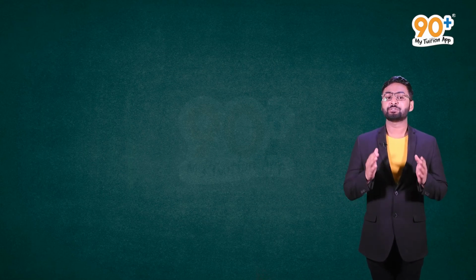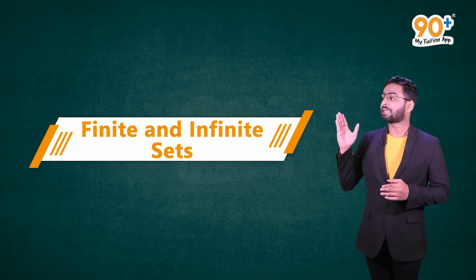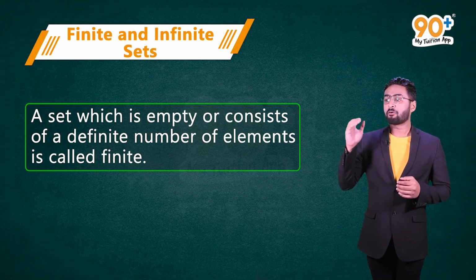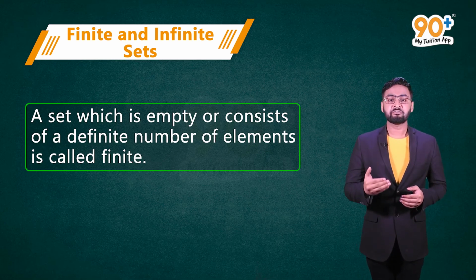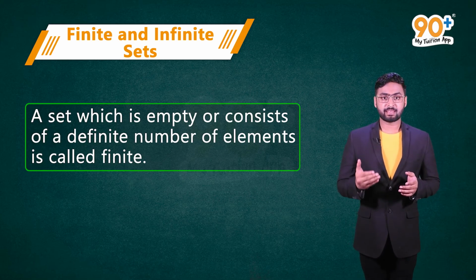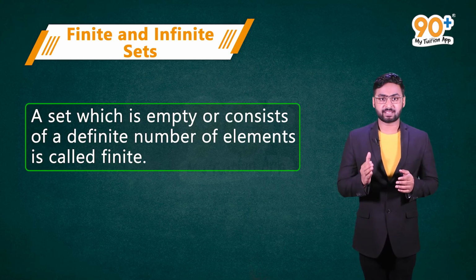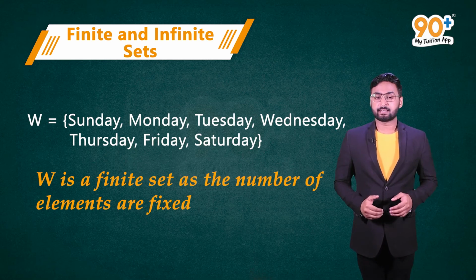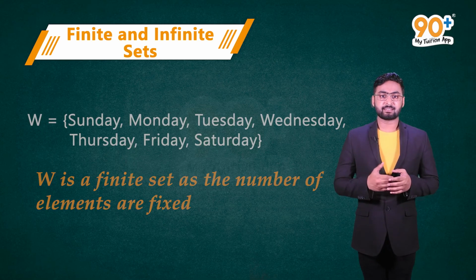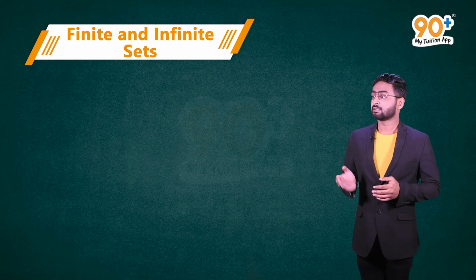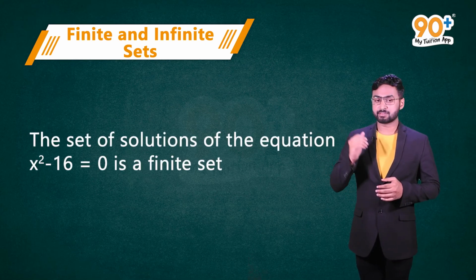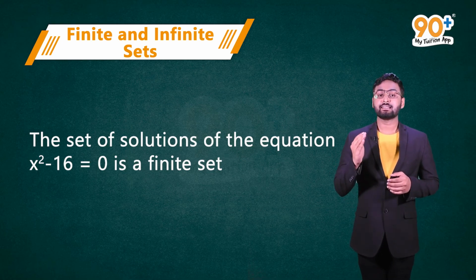Now let's move on to the next topic, finite and infinite sets. A set which is empty or consists of a definite number of elements is called finite. That is, in finite sets, the number of elements is fixed or can be counted. For example, the set of all the days in a week is a finite set as the number of elements is fixed. The next example is the set of solutions of the equation x square minus 16 equal to 0 is a finite set. Let's see.